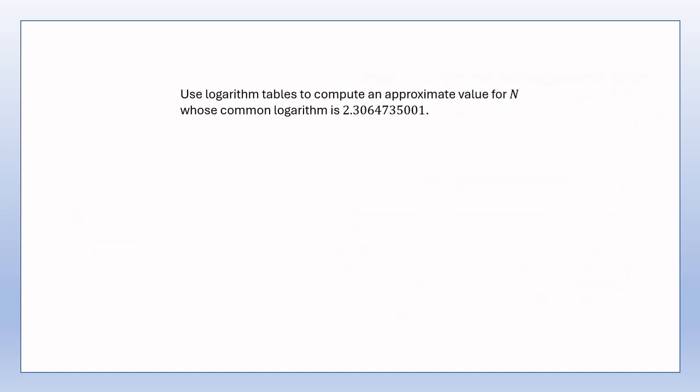To find the number whose common logarithm is, say, 2.3064735001, we split the number up into the characteristic, which is equal to the greatest integer smaller than the logarithm, and the mantissa, which is the string of digits after the decimal point. In this case, the characteristic is equal to 2, and the mantissa is 306473501. Using the mantissa, we can use logarithm tables to tell us some of the digits of the number whose common logarithm this is, and the characteristic will tell us where to place the decimal point in the string of digits.